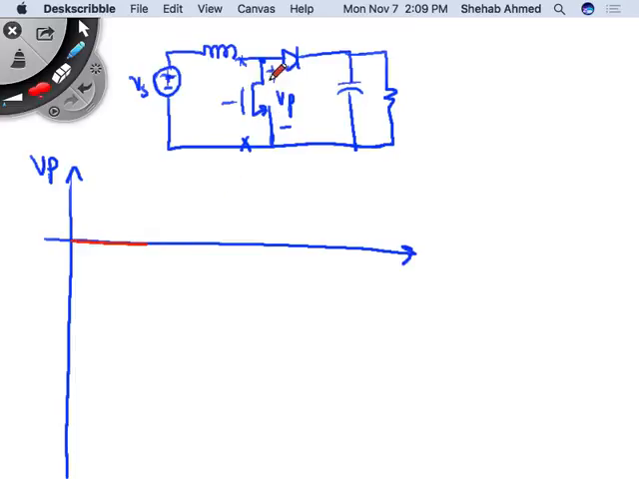When the switch is off, it's an open circuit, then the diode is on. The voltage across the switch is equal to V output. Right? So this is the voltage I have here. How about the voltage across my inductor?